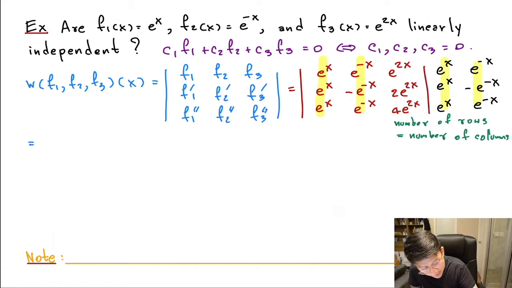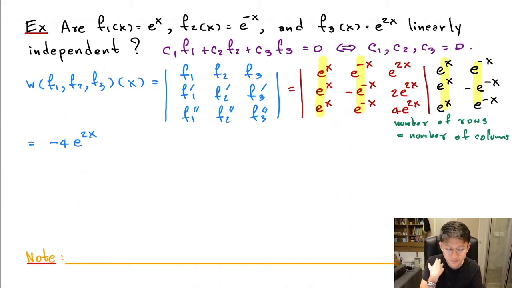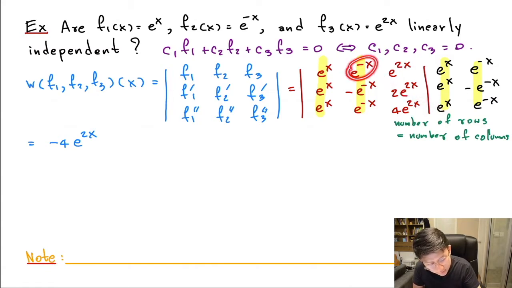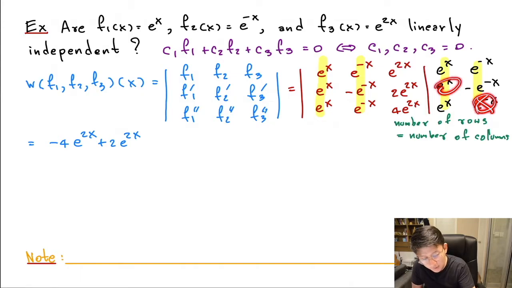Here is e to the x minus e to the minus x, 4e to the 2x, so it's minus 4e to the 2x, isn't it? Okay, the next one is this guy. So it is e to the minus x, e to the x disappeared, so we have 2e to the 2x plus 2e to the 2x. And the third one is this guy disappeared, so we have plus e to the 2x.